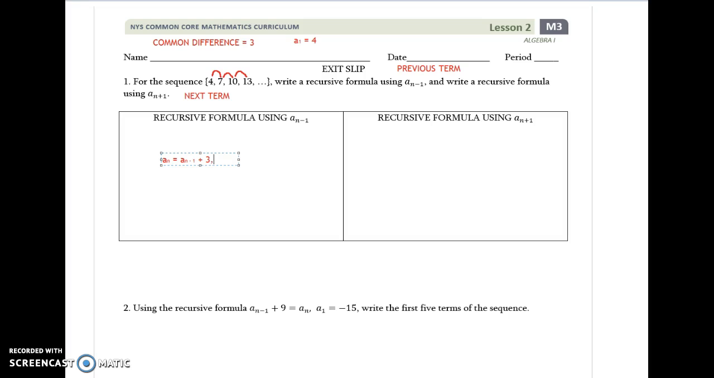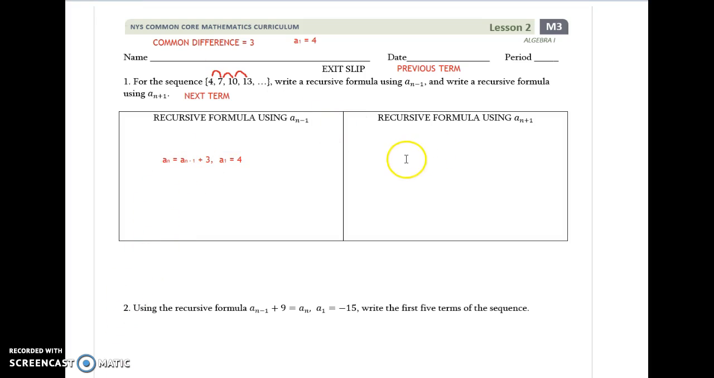But that's not the only thing you need in a recursive formula. You not only need the pattern, you also need the starting value. So we know that our starting value is a sub 1, and that should be equal to 4. So that is our recursive formula using a sub n minus 1.